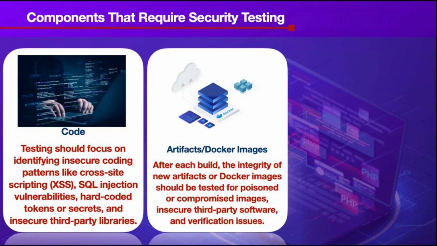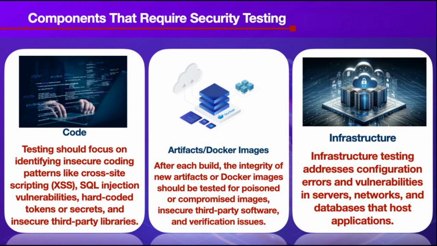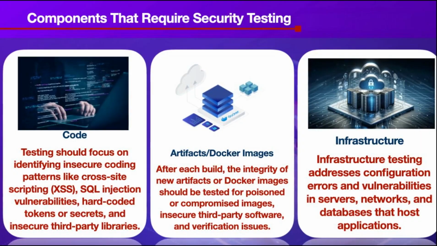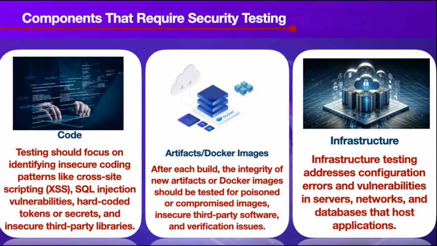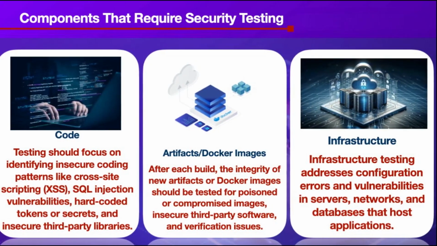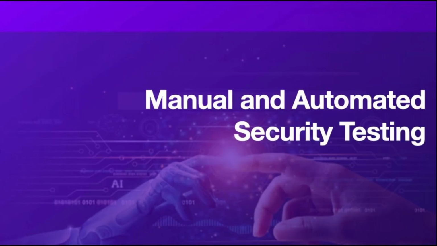Artifacts/Docker images. After each build, the integrity of new artifacts or Docker images should be tested for poisoned or compromised images, insecure third-party software, and verification issues. Infrastructure. Infrastructure testing addresses configuration errors and vulnerabilities in servers, networks, and databases that host applications. By focusing on these areas, businesses can ensure their entire system, from code to deployment, remains secure. Automated versus manual security testing.